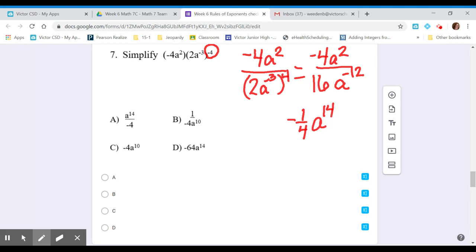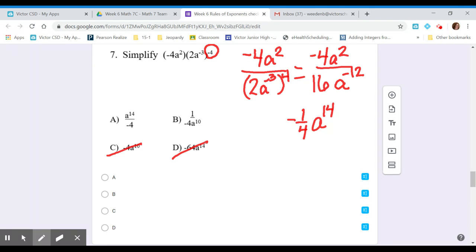So now I need to look at my choices and see which one of these is going to be equivalent to the format that I've put my answer in. I can rule out choice C. I can rule out choice D. Because choice C, A has an exponent of 10, and we know that's not the case. And D has a negative coefficient of negative 64.